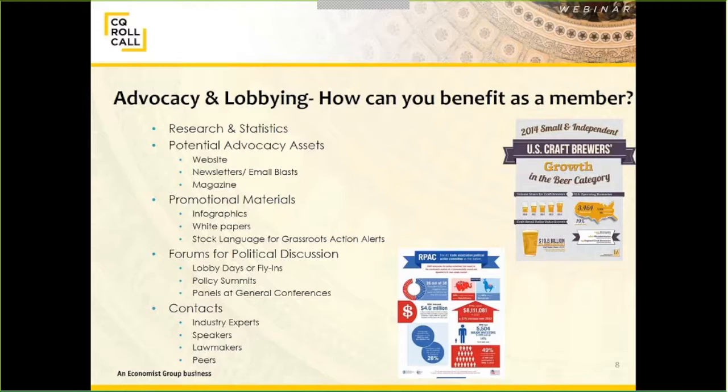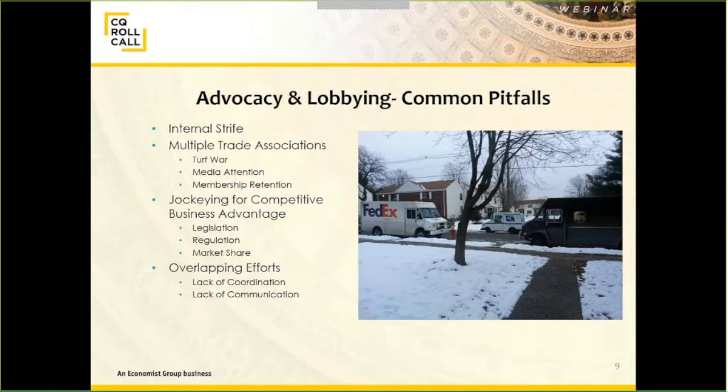So having the ability to contact peers, a membership directory, some different trade associations will have forums or closed types of social networking forums. So that's another important quality for a trade association.